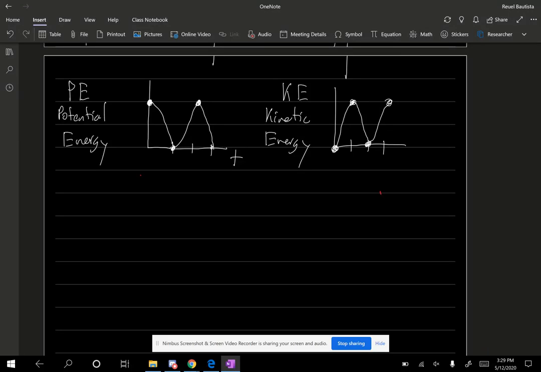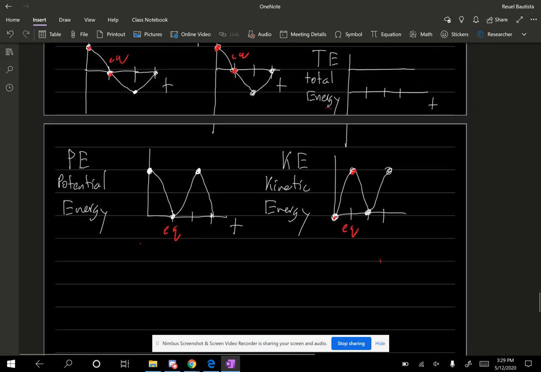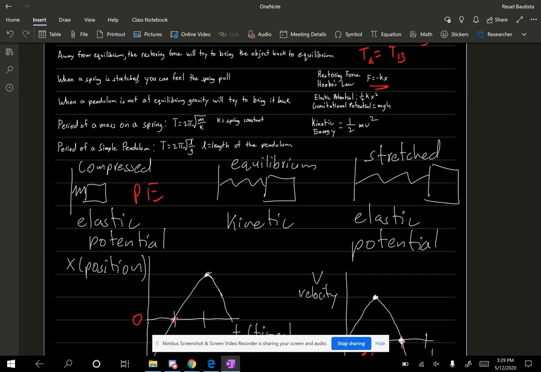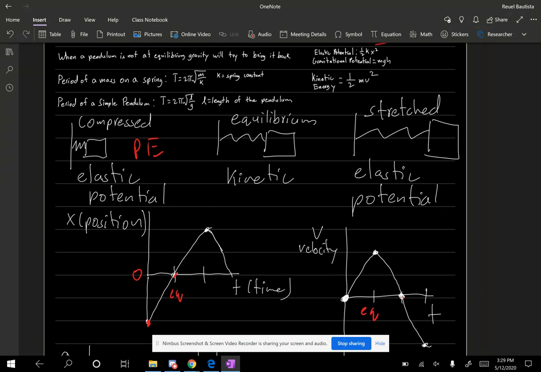The potential energy graph, when it's fully compressed, has the most potential energy. When it's at equilibrium, it has 0 potential energy, and then it just goes back and forth, back and forth. Same thing with kinetic energy. When it's fully compressed at its starting point, it's going to have a kinetic energy of 0 because it's all potential energy. When it reaches equilibrium, it has a maximum amount of kinetic energy. It's like an amplitude, and then it just does that cycle over and over again. Okay, so these are our graphs, and these are basically what's going to be covered on the exam.